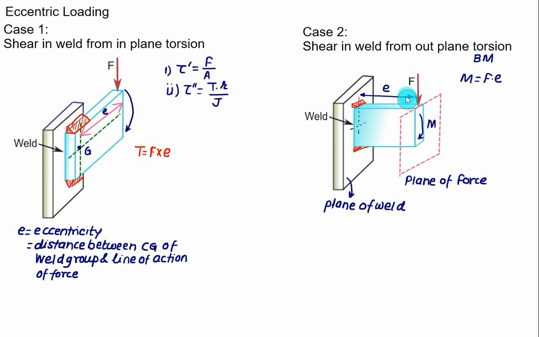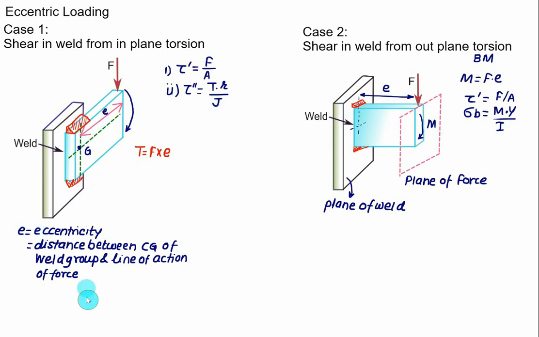In this case, again, two stresses are developed. One is a primary shear, tau prime, equal to force upon area, and one bending stress is developed that will be equal to M into y divided by the moment of inertia I. So you have to find out here the moment of inertia of the weld group. Here we have to find out the polar moment of inertia.